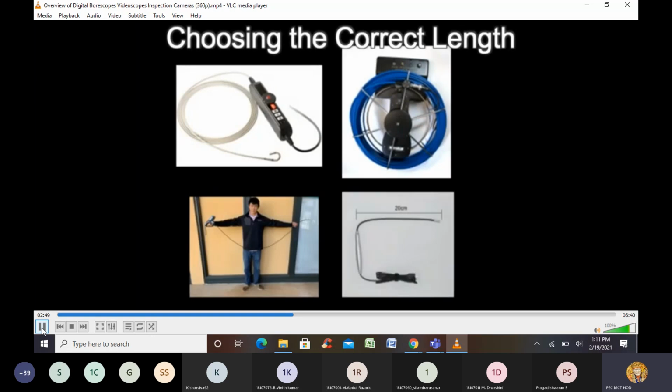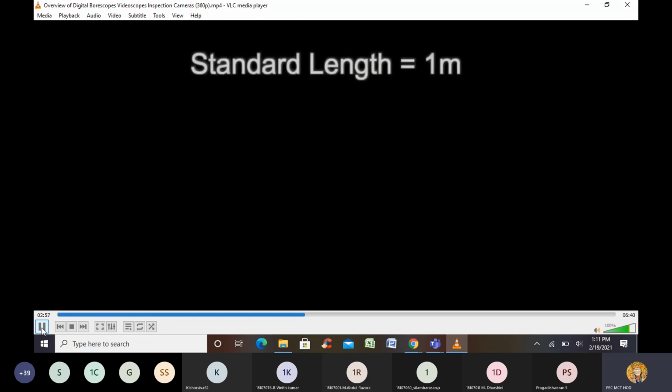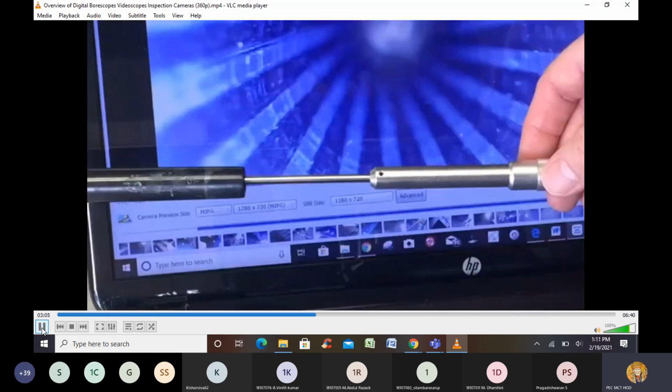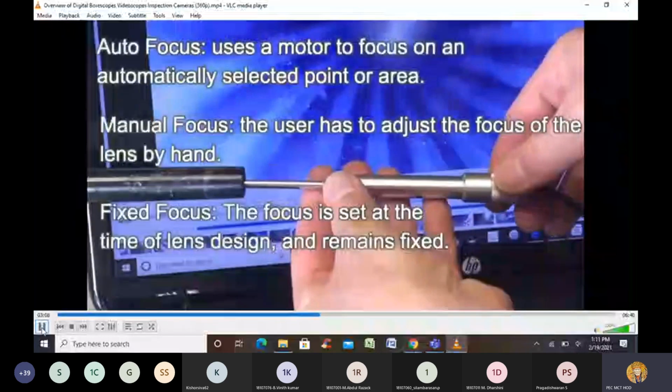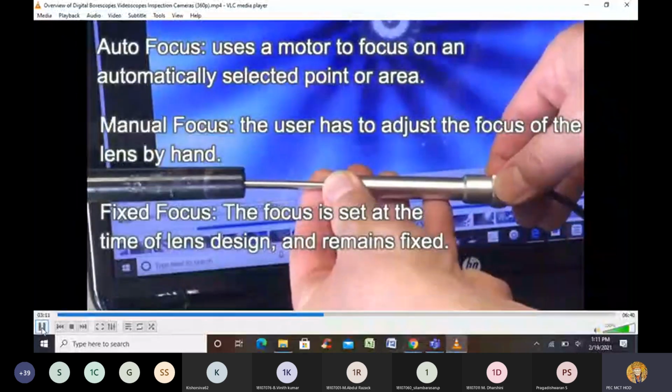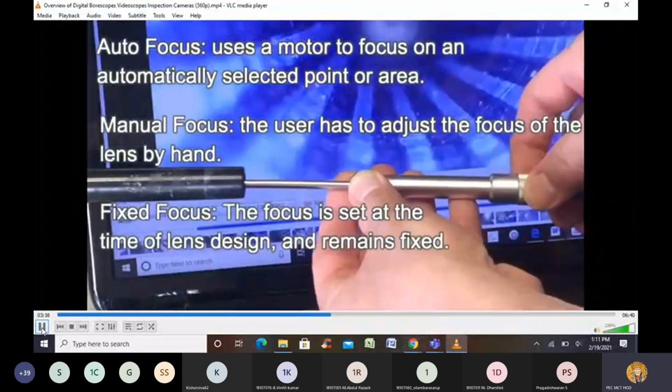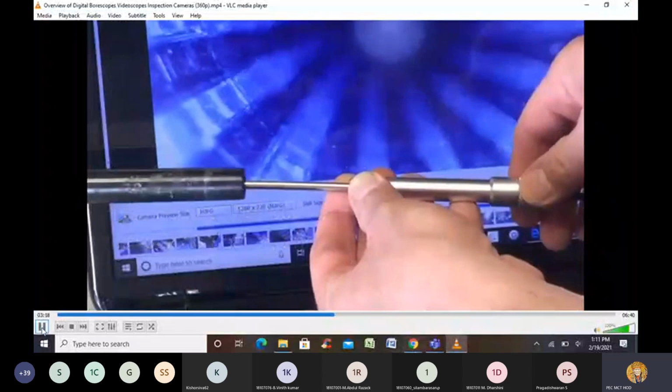Choosing the correct length for your camera probe is important. Consider how far you need to extend inside an enclosure. The standard length for a lot of borescopes is 1 meter, but greater lengths are available for certain models. Borescope lengths typically range from 1 meter all the way up to 30 meters and above. Another factor to figure in is if you want your borescope to be an autofocusing borescope or fixed focus. You should also consider the borescope's range and depth of field. Some cameras are calibrated to look at objects closer up, while others are designed to see farther away and with a greater depth of field to clearly view a larger area.